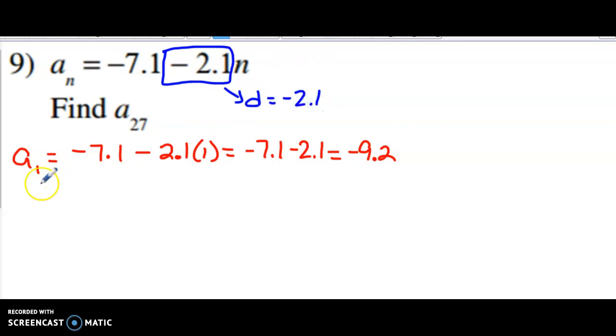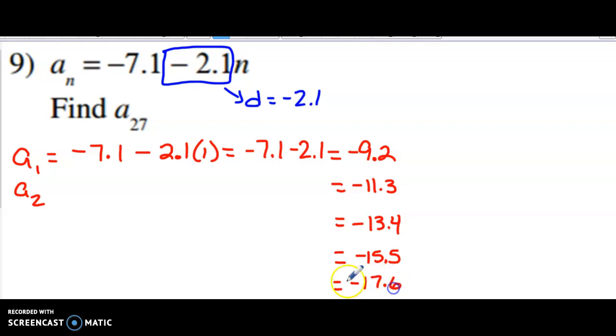So if we come down here, we can work all of this stuff out, and we should get negative 9.2 minus 2.1 is going to give me a negative 11.3. Negative 11.3 minus 2.1 is going to give me a negative 13.4. And a negative 13.4 minus 2.1 is going to give me a negative 15.5. And my fifth term, if I subtract 2.1 again, I'm going to get a negative 17.6.